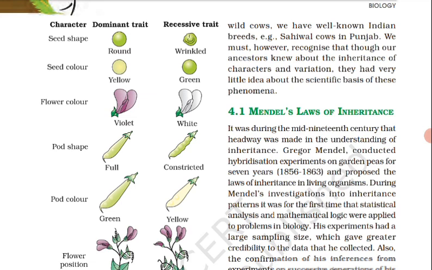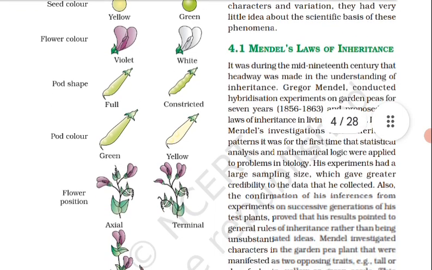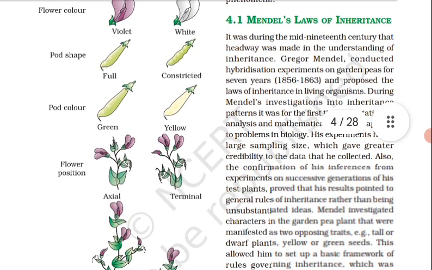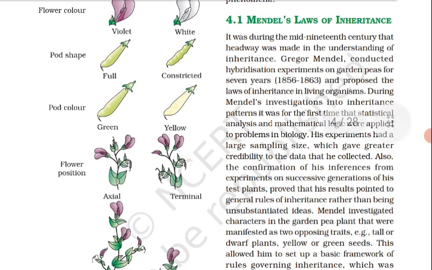From which year to which year? From 1856 to 1863. From 1856 to 1863, and he proposed the laws of inheritance in living organisms. During Mendel's investigation into inheritance patterns, it was for the first time that statistical analysis and mathematical logic were applied to problems in biology. His experiment had a large sampling size, which gave greater credibility to the data that he collected.